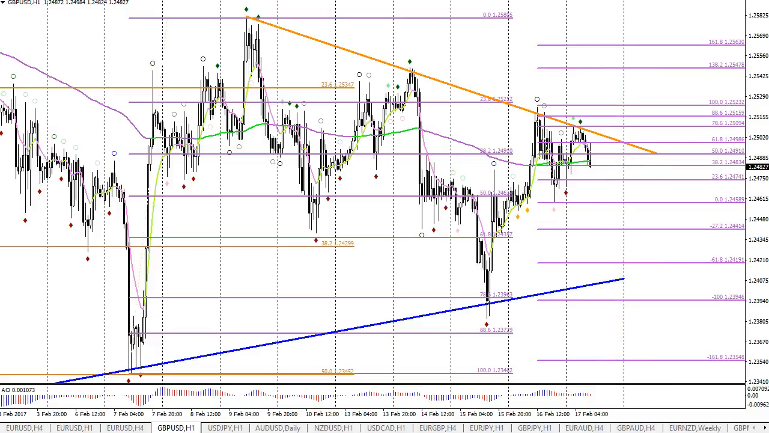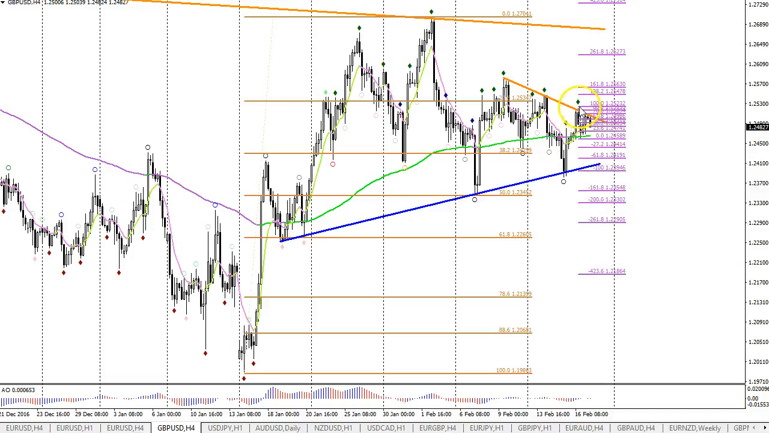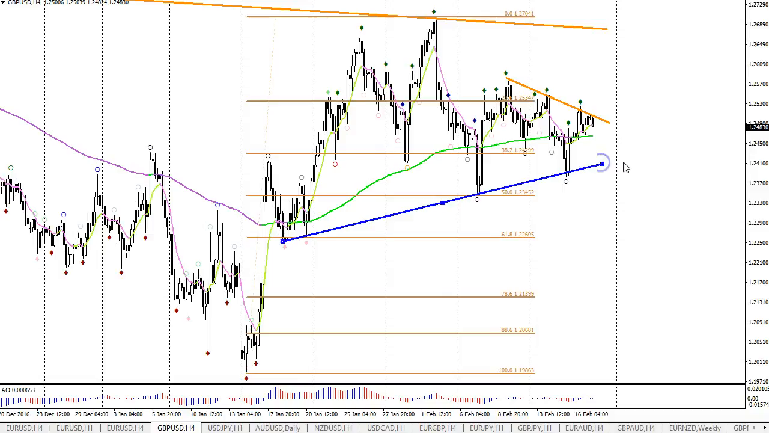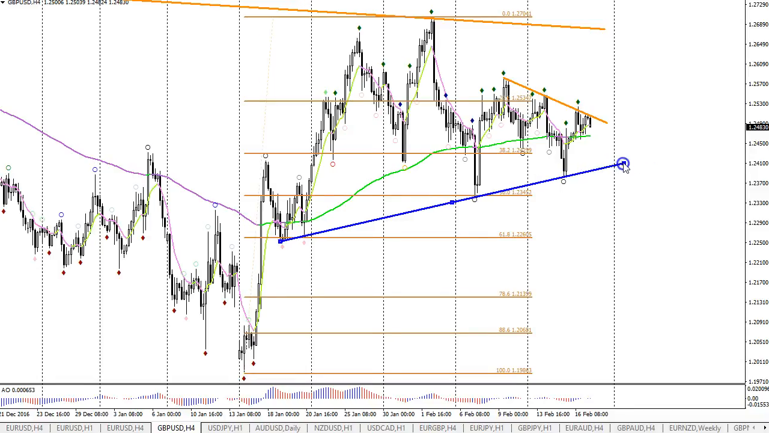Downside is only interesting, in my opinion, if the larger formation on the 4-hour chart were to break to the downside here, and we get a break of this support trend line like this, and then there's space down to the 61, perhaps 78.6 fib.